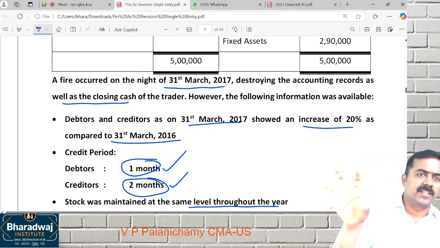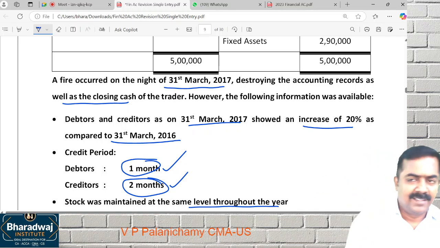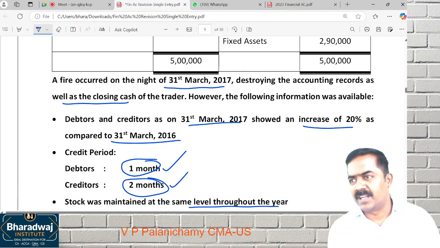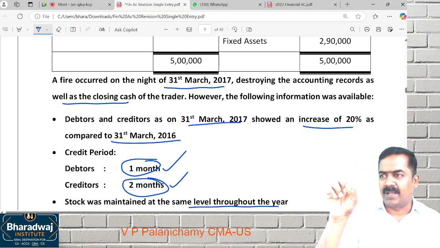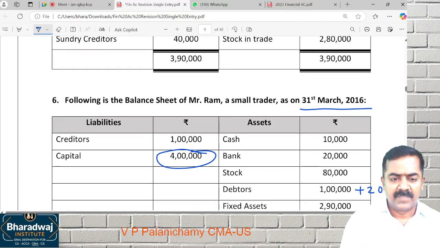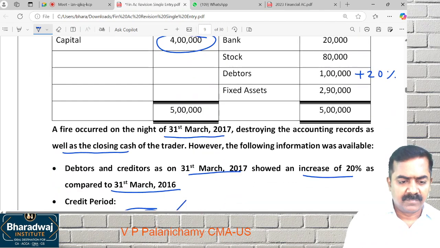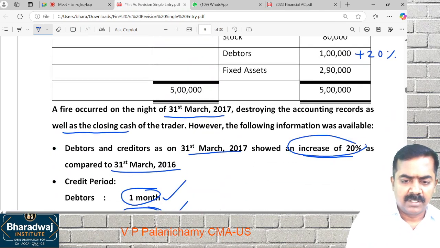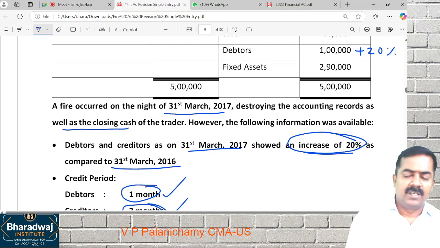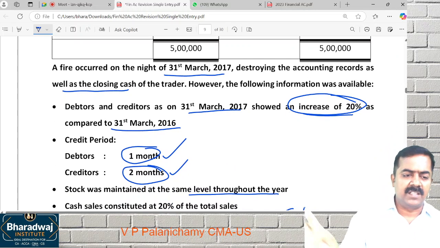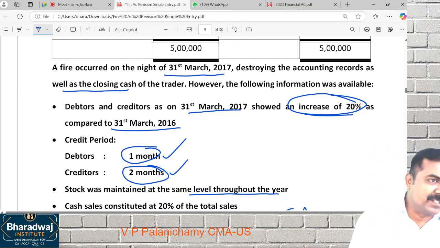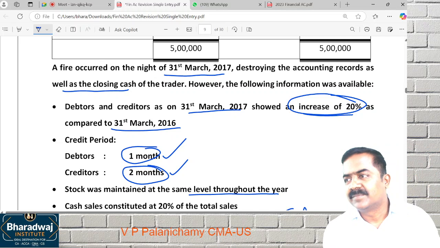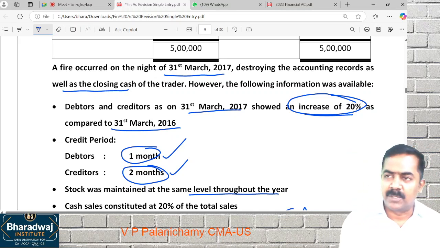Then we can prepare the debtors account and creditors account to find out the balancing figure. Some balance might come, that may be payment by cash. Some balancing figure will come. Opening balances are given, closing balances are given. How are closing balances given? They showed an increase of 20%. So closing balance we can work out. Using the credit period we can work out credit sales and credit purchases. Then the payment is given. Some balancing figure might come, we'll see.